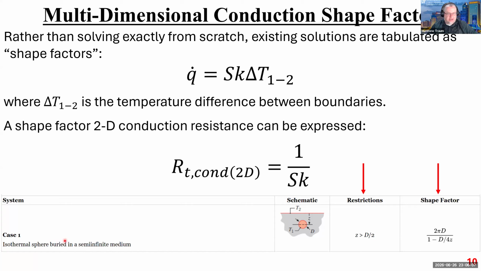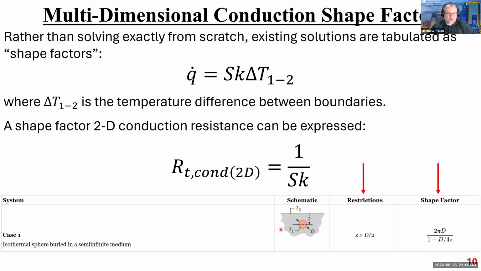So this is just one case to give you a sense of what these look like, right? This is an isothermal sphere buried in a semi-infinite medium, and the sphere is at some temperature T1, and the semi-infinite medium has a surface temperature of T2. T1 and T2 are different from each other. And this buried sphere is basically transferring heat or absorbing heat, depending on whether T1 or T2 is hotter, from the semi-infinite medium. It's buried a distance Z into the medium. It has a diameter of D.